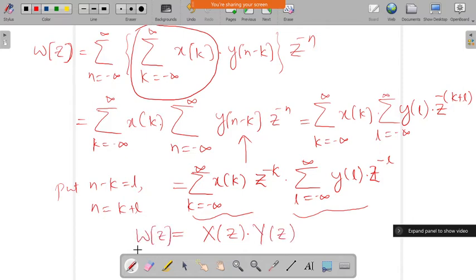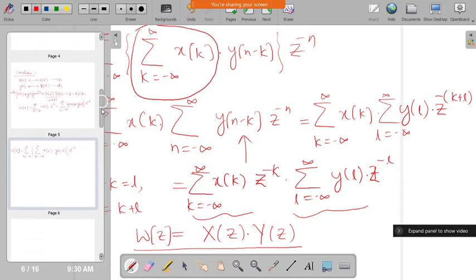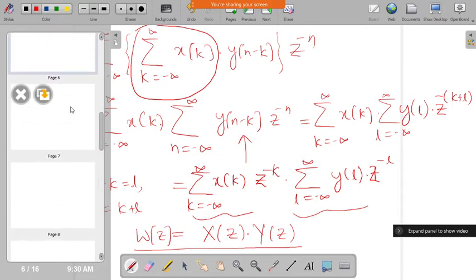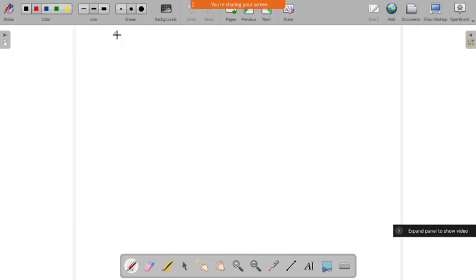So that is what we require. It should be a multiplication in the z domain. If it is a convolution in the time domain, its corresponding z transform will be the multiplication in the z domain. So understood? Any doubt in this? So this is the convolution property. Okay. So that is the convolution property, and the next one is differentiation in z domain.